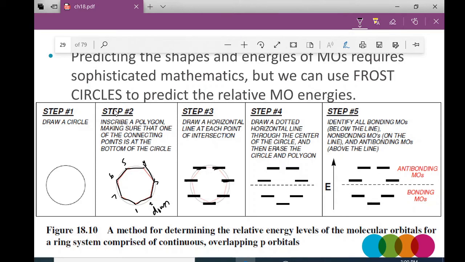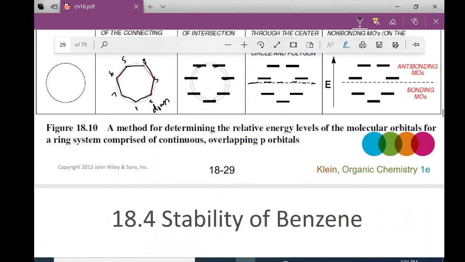Then you're going to draw a dotted line right down through the center to differentiate your bonding molecular orbitals from your anti-bonding molecular orbitals. And then if you want to, you can erase the circle and the polygon. I usually just leave them there. Anything below the line will be bonding, and anything above the line will be anti-bonding. If some of your electrons end up on the line unpaired, then they're considered to be non-bonding.